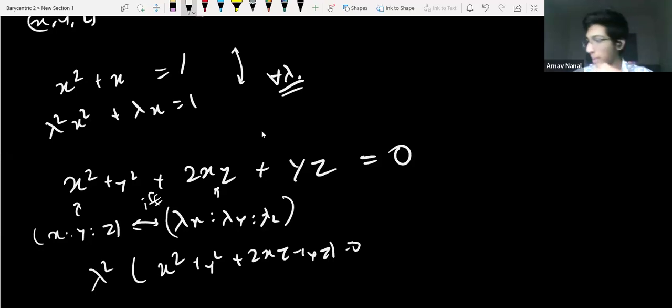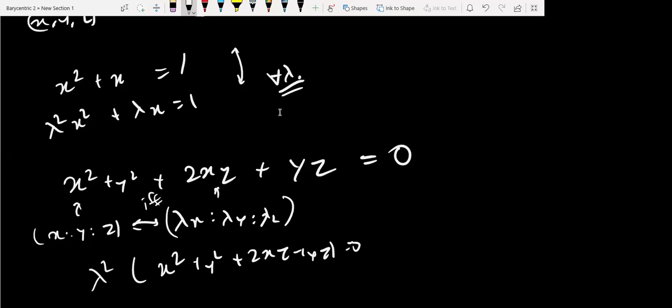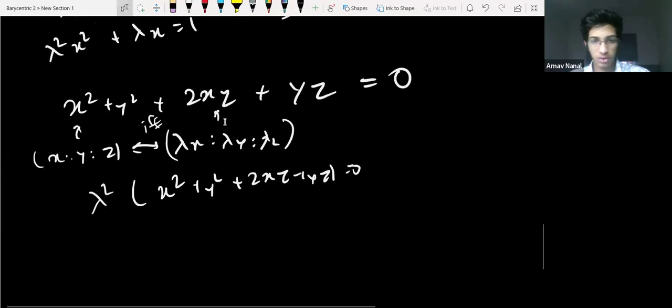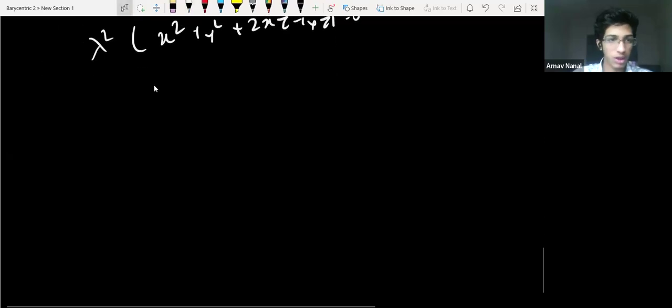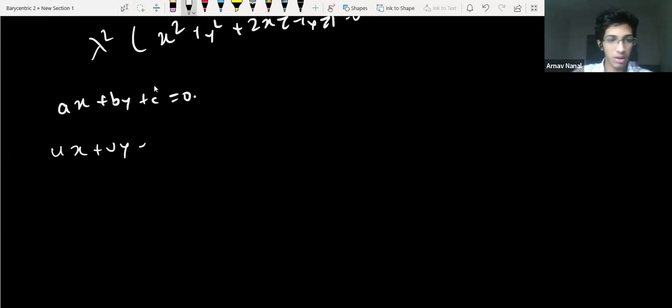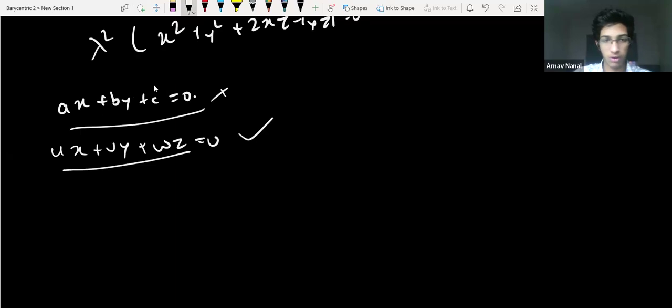Is that clear? Yes. Nice. Okay. So the equations that we are dealing with should have the same degree everywhere. So the constant does not exist. It should always equate to 0. That's why, if you observe, our equations in coordinates are of the form ax plus by plus c equal to 0. But in barycentric, we always use things like ux plus vy plus wz equal to 0. There is no constant term. This is a homogeneous equation. But this is not homogeneous.